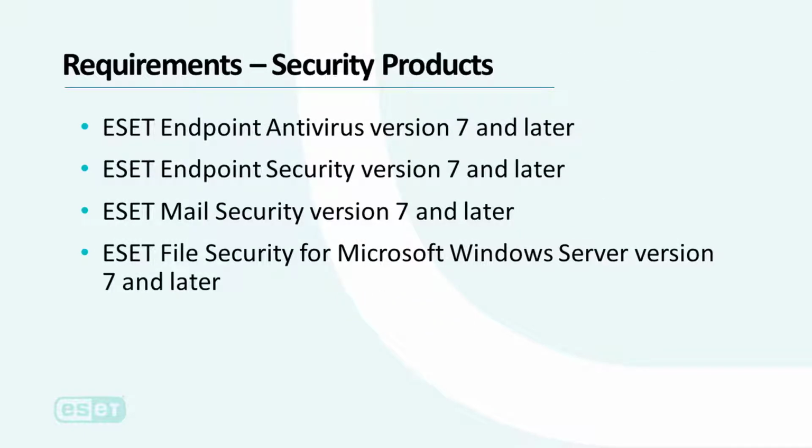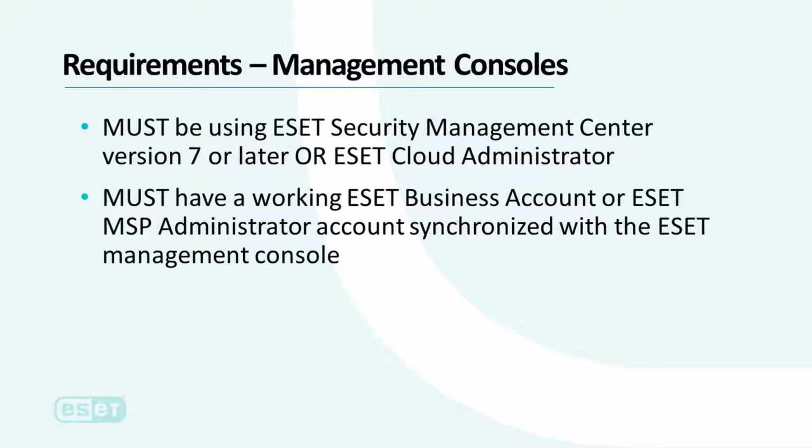Supported ESET security products include version 7 and later of ESET Endpoint Antivirus for Windows, ESET Endpoint Security for Windows, ESET Mail Security for Microsoft Exchange Server, and ESET File Security for Microsoft Windows Server. In addition to the required ESET security products, you must be using ESET Security Management Center version 7 or later, or ESET Cloud Administrator, in order to monitor and manage your deployed ESET security products. Additionally, you must have a working ESET business account or ESET MSP Administrator account synchronized with your ESET Management Console.